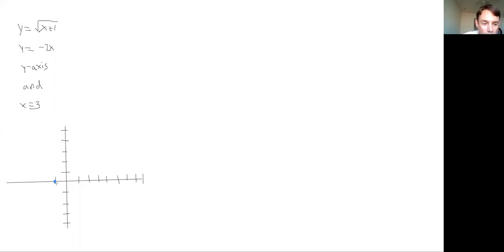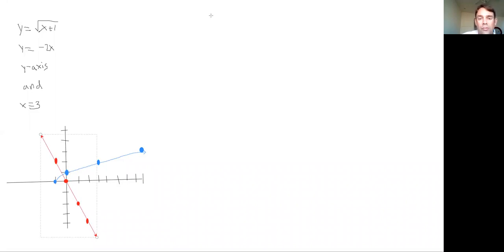So we got 0, 0, 1, 1, 3, 1. So the y equals the square root of x plus 1 is going to look like this function right here. So I got a nice little curve coming on here. Y equals -2x. We got 0, 0. Looks kind of like this down here. We're heading downward, we're going upward. Something kind of like that.